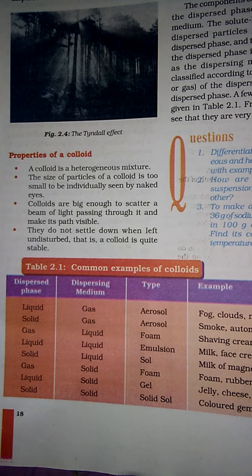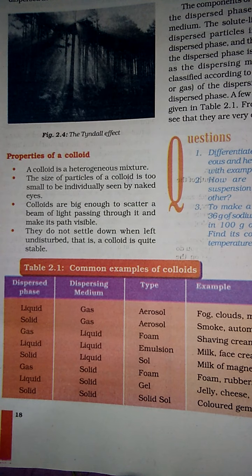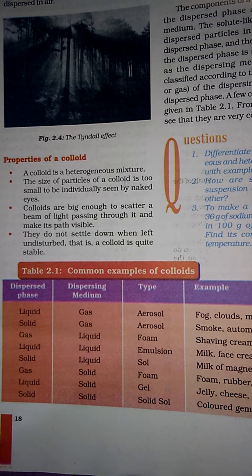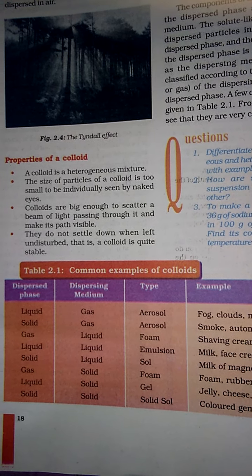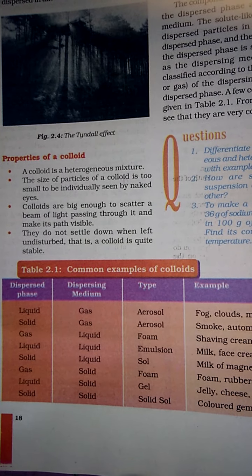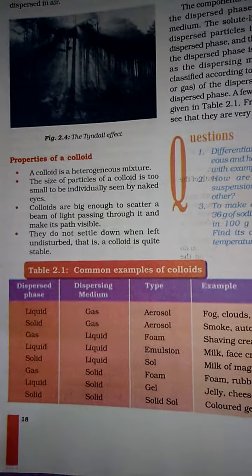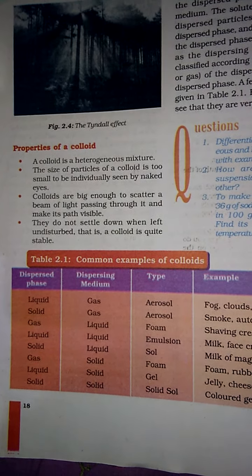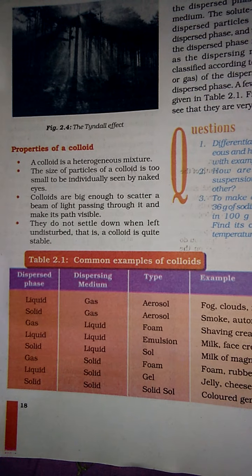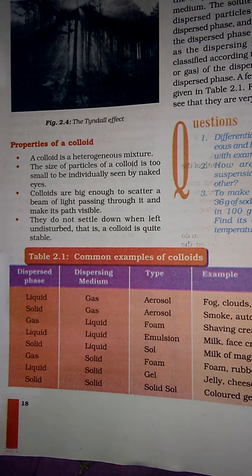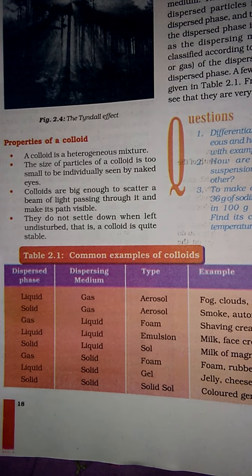Colloid is a heterogeneous mixture. The size of particles of a colloid is too small to be individually seen by naked eyes, but it can be seen by our eyes too. Colloids are big enough to scatter a beam of light passing through it and make its path visible. They do not settle down when left undisturbed, that is, a colloid is quite stable.